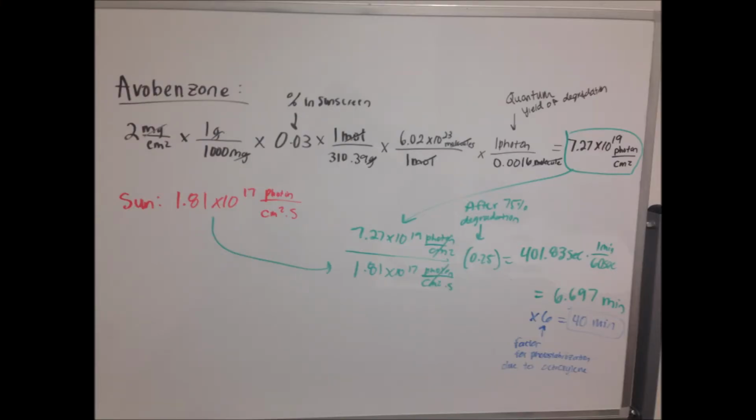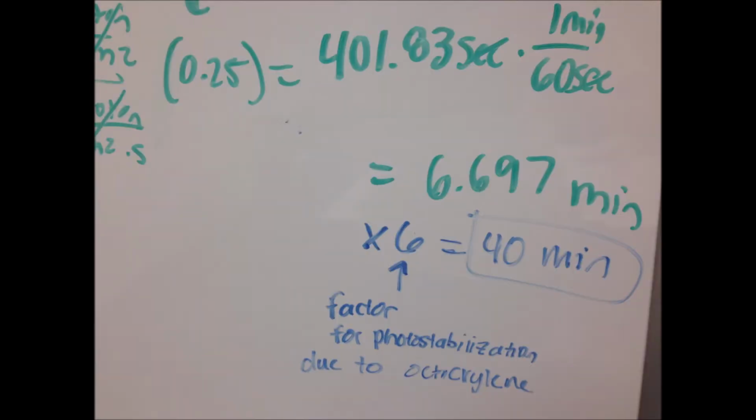Using the same process with avobenzone's percent abundance, molecular weight, and quantum yield of degradation, we find the time for reapplication is 6.697 minutes. We realize this is an absurdly short amount of time to reapply sunscreen, but then we also take into account that octocrylene, another active ingredient in sunscreen, stabilizes the photodegradation of avobenzone by a factor of 6, which pushes reapplication time to about 40 minutes.